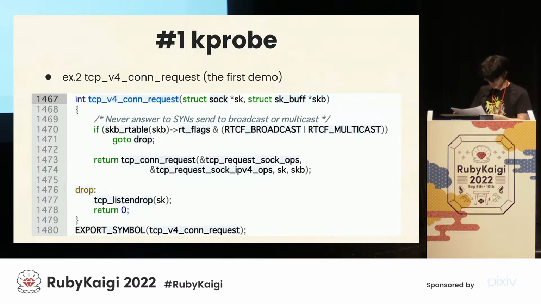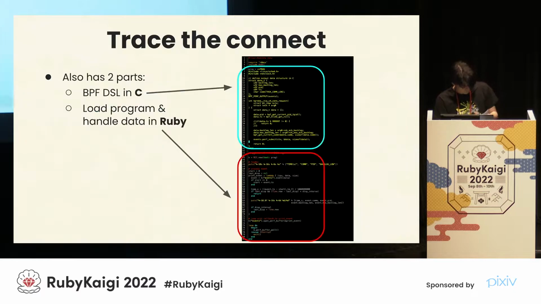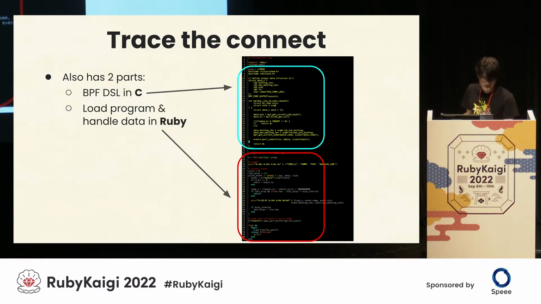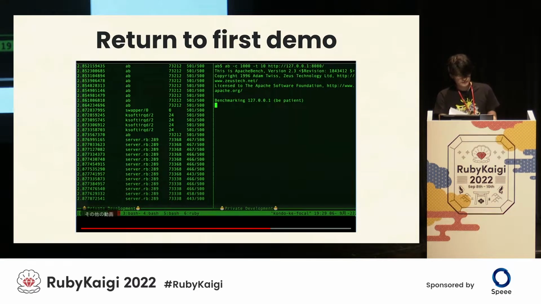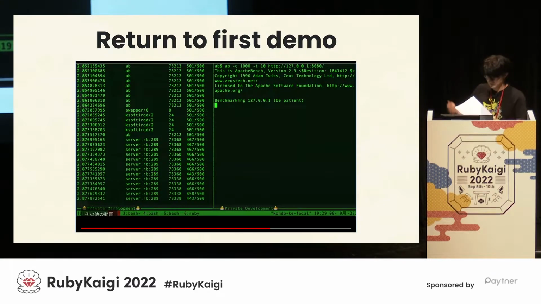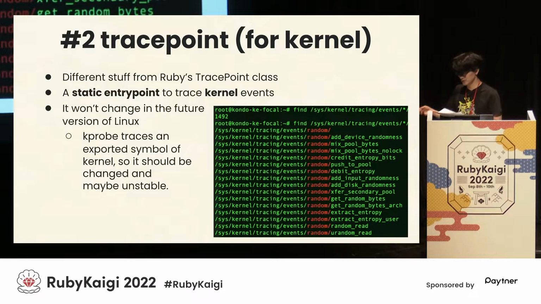So the first demo used the tcp_v4_conn_request function in the kernel. Real-world BCC code is quite big, but it includes both C code and Ruby code. This tool makes these types of output. So this is the first key probe for tracing.